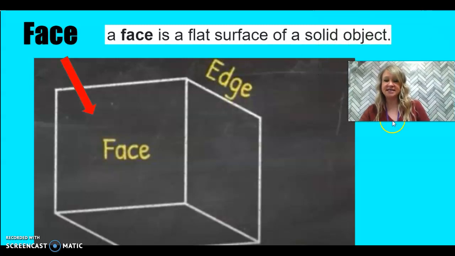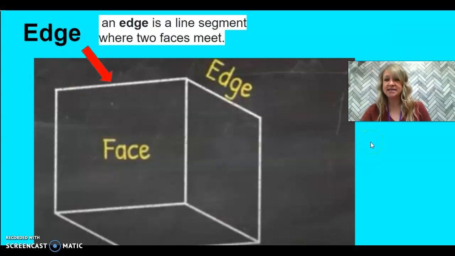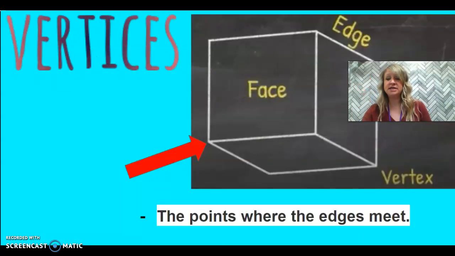Face. Say face. A face is a flat surface of a solid object. Edge. Say edge. An edge is a line segment where two faces meet. Vertices. Say vertices. Vertices are the points where the edges meet.